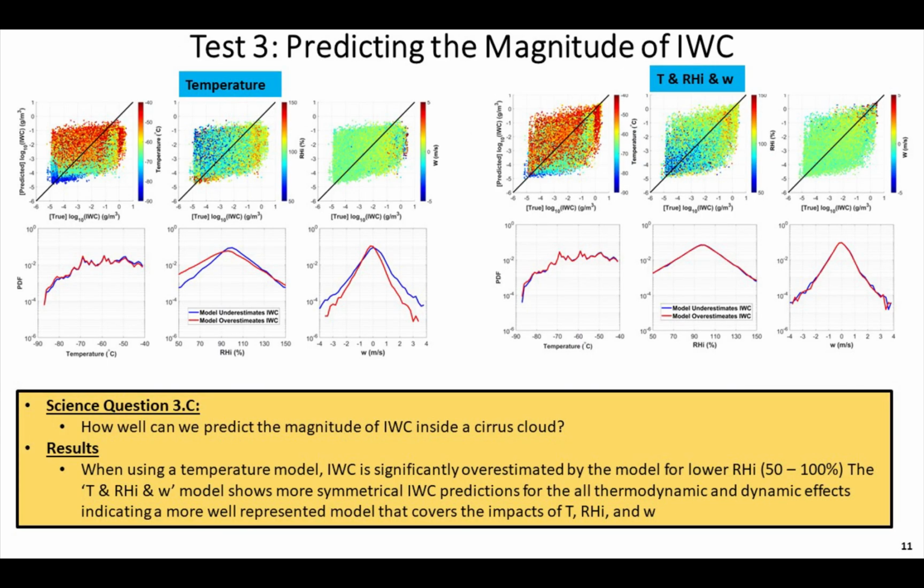The final test is predicting the magnitude of ice water content. These plots show the scatter plots of each individual prediction, with the predicted value on the y-axis and the true value on the x-axis, and anything that lies close to this 1-to-1 black line would be a perfect prediction. I found that when using a temperature model, ice water content is significantly overestimated by the model for lower RHI. As you can see, there is a higher density of the darker blue predictions above this 1-to-1 line. However, when you use a T, RH, and W model, it shows much more symmetrical predictions for all the thermodynamic and dynamical effects, which indicates that it's a much better-represented model that covers all the impacts of T, RH, and W.